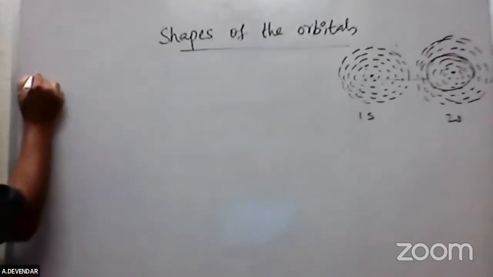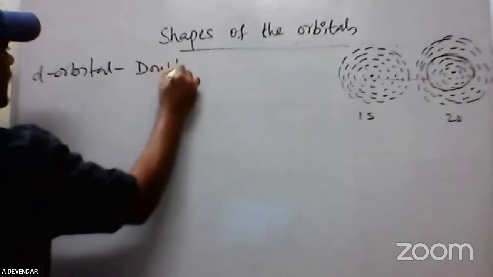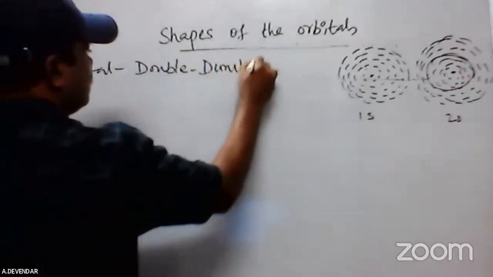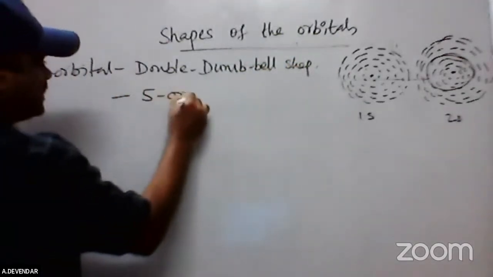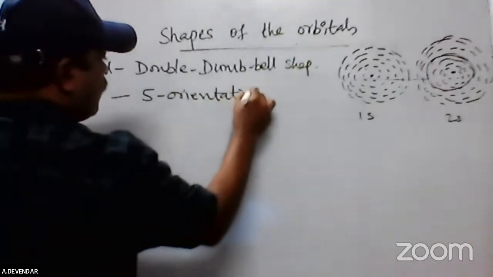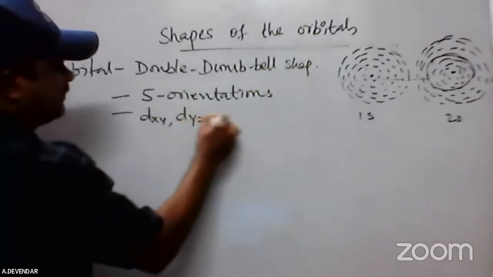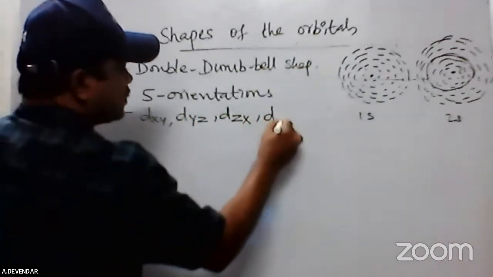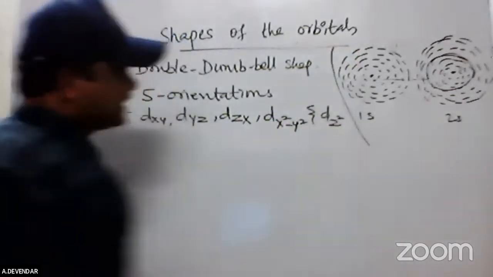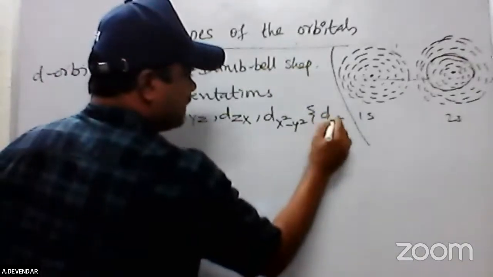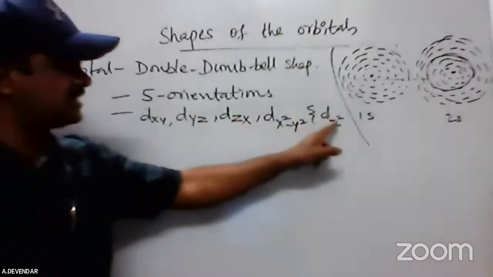That is also an easy technique. D orbitals are double dumbbell shaped. And there are 5 orientations, that means 5 rooms. Those are DXY, DYZ, DZX, DX square Y square, and DZ square. Please remember, these are the orientations of the d orbitals.